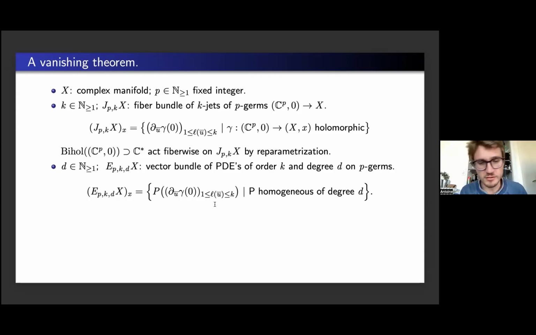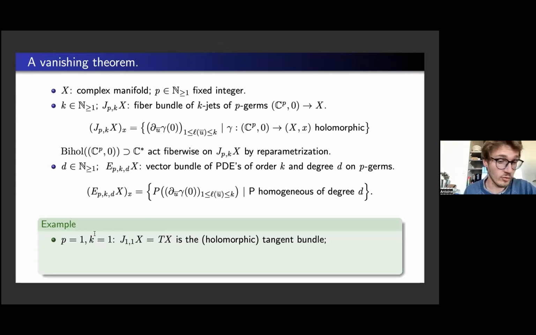Actually, this is not really important here, but just bear in mind that we have really a polynomial in the partial derivatives of the p-germ, so we can really see it as a PDE, which is absolutely not linear, but still, this is the object that will be relevant in the study of entire curves. And one checks that when we change chart, the vector bundle structure is preserved, so it is indeed a vector bundle.